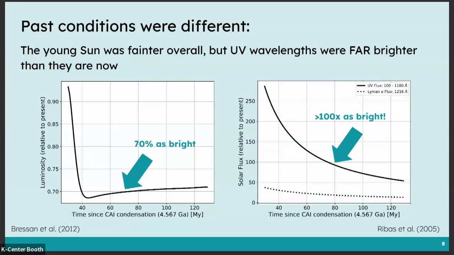But if you look at UV wavelengths, that's what's shown in the figure on the right, the UV wavelengths were like 100 times as bright or even brighter than they are in the present day. So this UV solar flux was incredibly strong when the sun was very young and just entering the main sequence. And so these two effects from the sun both influence escape rates, but they do so in different ways.